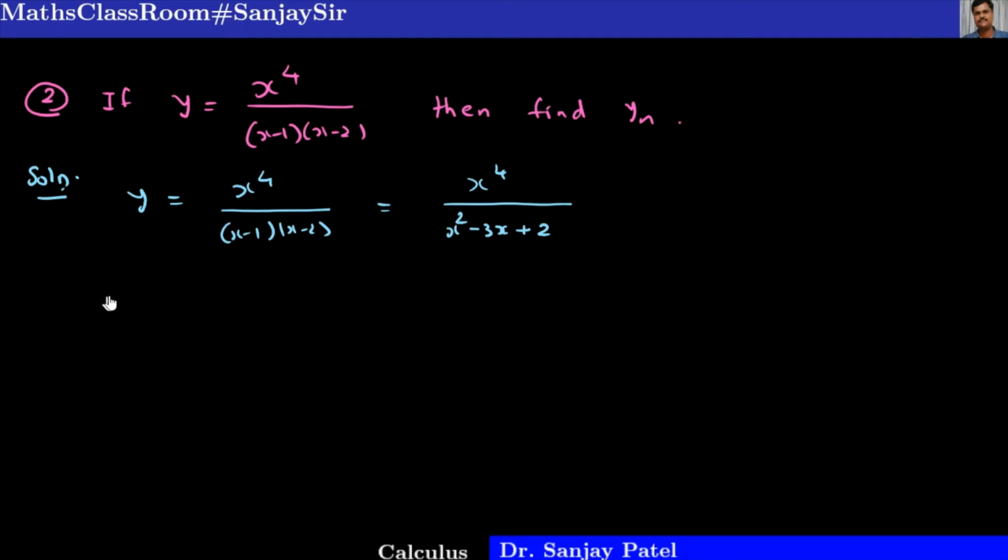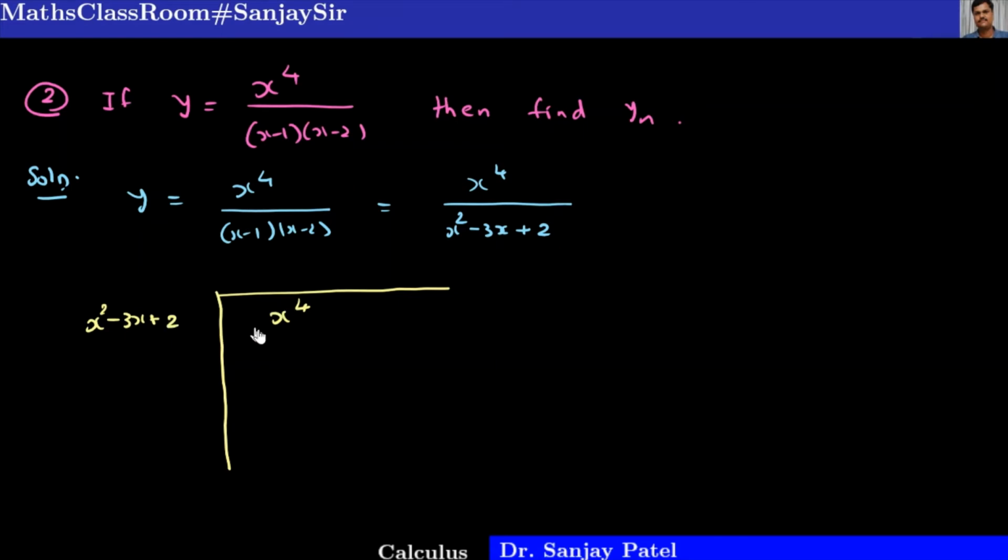Okay, so what we do is, to convert into partial fractions, first we have to divide, which we have studied in school. I will divide this this way. Let us put x raised to 4 here and divide it by x square minus 3x plus 2.